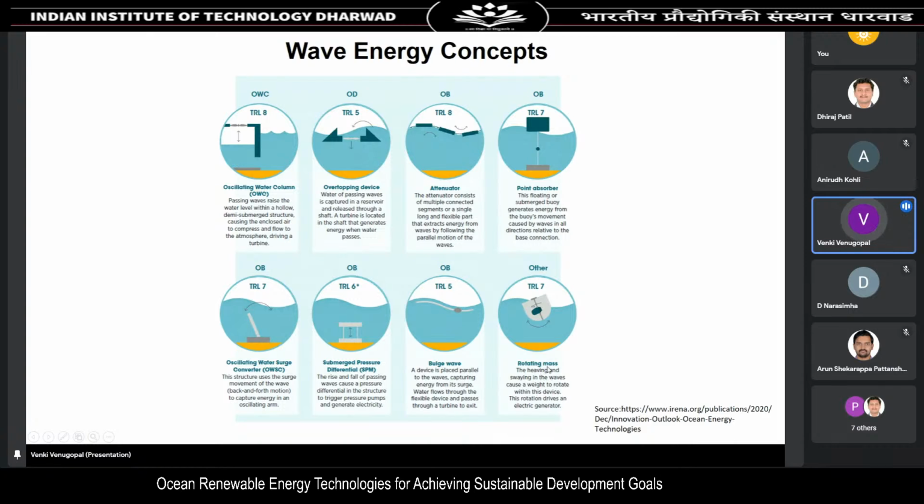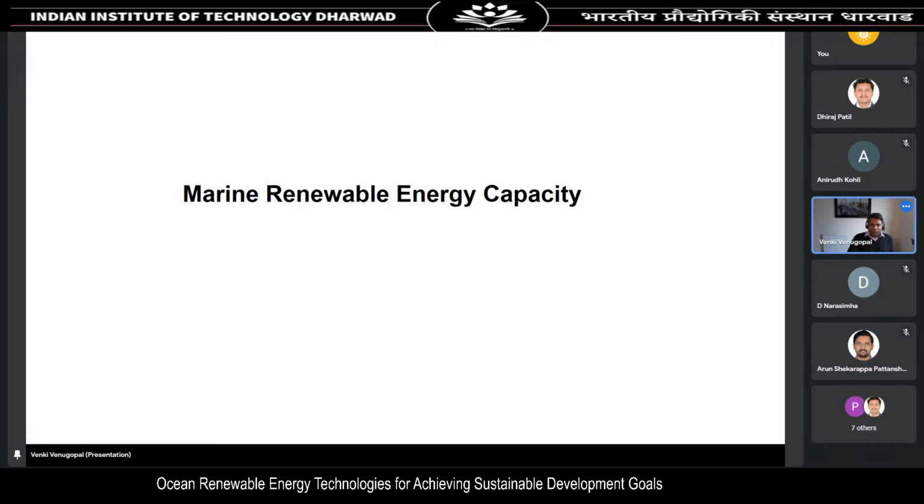The other one is a rotating mass. And the heaving and swaying effect of a floater is being used here, and you have a rotating mass inside. And depending upon the motion, it's like an automatic watch. If you look at the back side of an automatic watch, you would see a weight rotating this way and that way. It's a similar principle, and the rotating mass produces electricity.